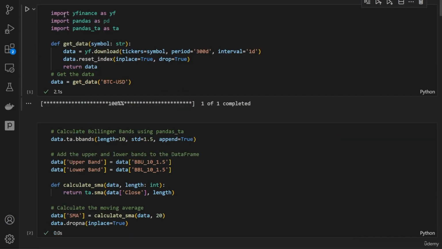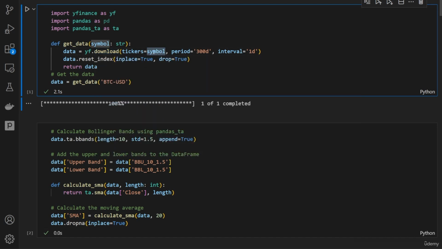In this first cell, we are using yFinance, we're using Pandas and Pandas technical analysis because we need to compute the Bollinger Bands and any other indicator using the Pandas technical analysis package. So I'm defining a function called get_data. It takes the symbol of the data we would like to download. In this case, I'm using the Bitcoin US dollar for this example. And then we're going to use the download function from the yFinance, and I'm passing the symbol here.